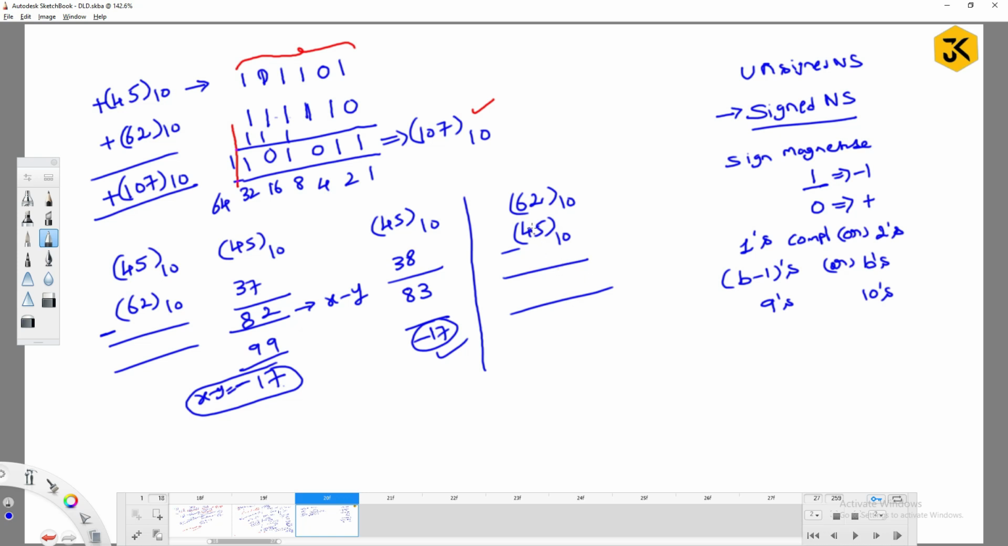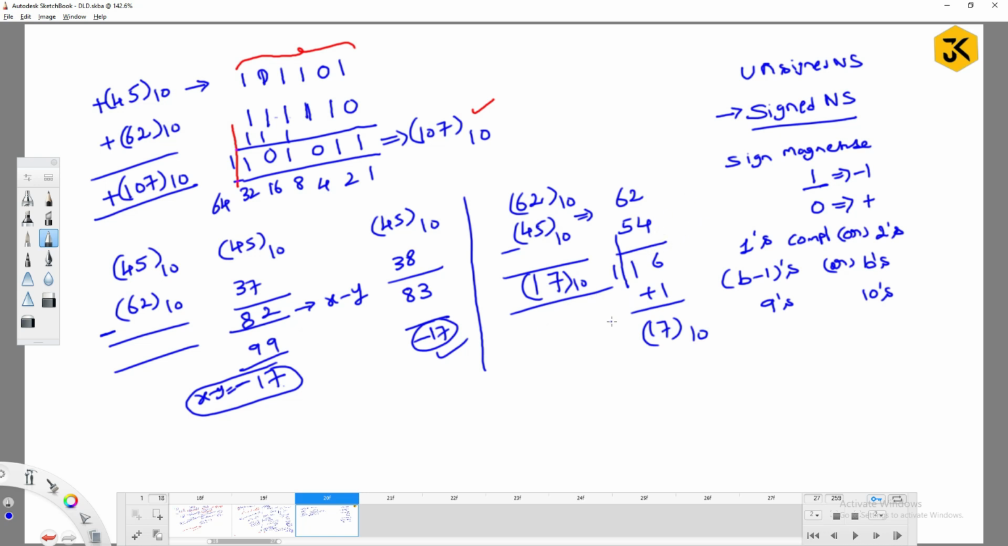Again you need to have the value, and you need to have the positive 17, right? How are we going to do that? 62 base 10, complement of 45 is 54. You are going to do that plus 62, you are going to get 116. As you are getting an overflow, or I can call it a carry, you are going to simply add that as here, 17 base 10. Assume that it is 9's complement.